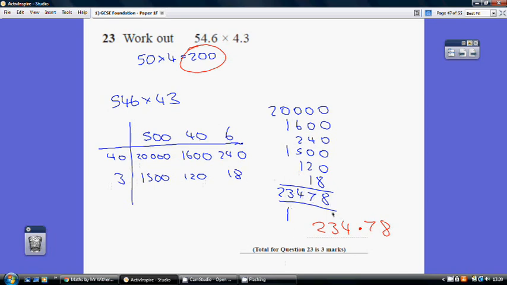Now where does my decimal point go? Well, estimating this, 54.6 is roughly 50, 4.3 is roughly 4, 50 times 4 is 200. So the answer is going to be, broadly speaking, 200. So my decimal point has to go after the 2, 3, 4.